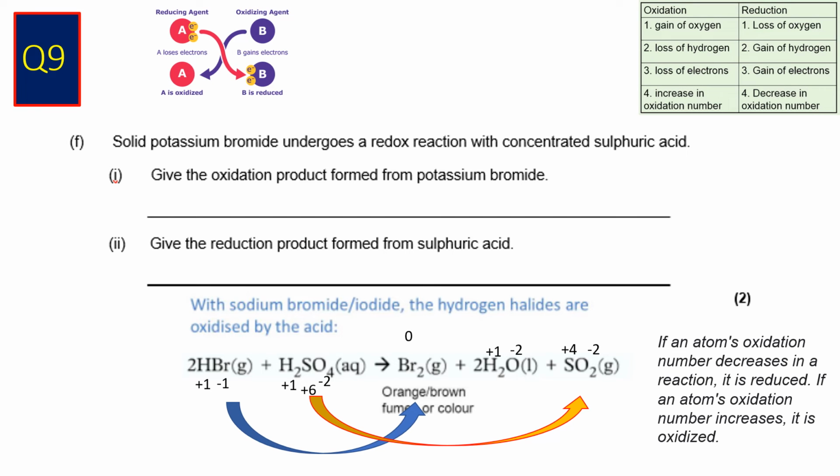Part F then. Solid potassium bromide undergoes a redox reaction with concentrated sulfuric acid. Give the oxidation product formed from potassium bromide. Give the reduction product formed from sulfuric acid. So I've got a similar equation at the bottom that gives you the idea of how you should be approaching it. But basically, if an atom's oxidation number decreases in the reaction, it's being reduced. If an atom's oxidation number increases, it's been oxidized. And our products are bromine and sulfur dioxide.